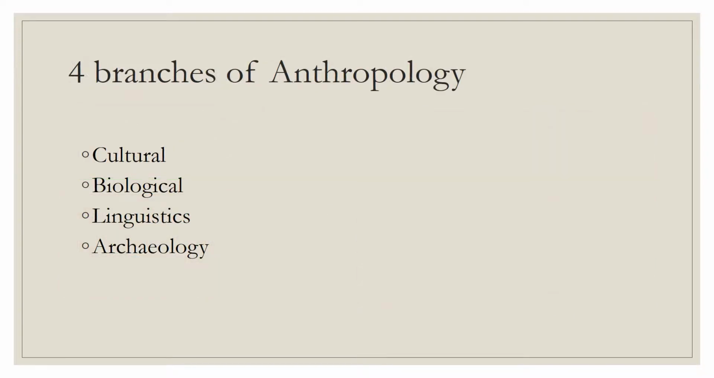Anthropology is a broad, holistic discipline, and it is generally split into 4 separate branches, which are cultural anthropology, biological anthropology, linguistics, and archaeology. And there is lots of overlap between these subdisciplines. And no one anthropologist would ever be an expert in all 4 of those branches.